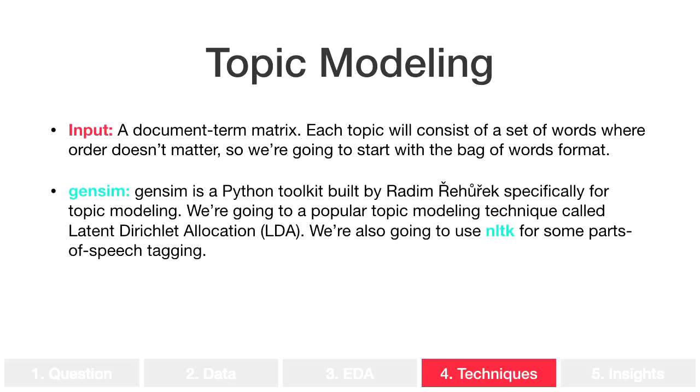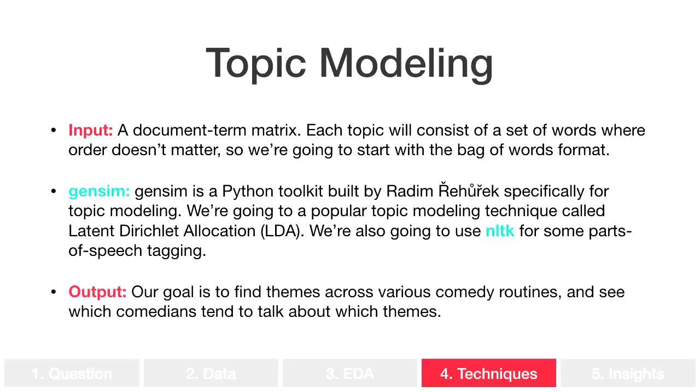The library we're going to use here is called gensim. Gensim was built specifically for topic modeling, and it actually has different ways of doing topic modeling, but the most popular one is called latent Dirichlet allocation, most commonly known as LDA. And then we're also going to use NLTK for some additional part-of-speech tagging, which we'll go through in the notebook.